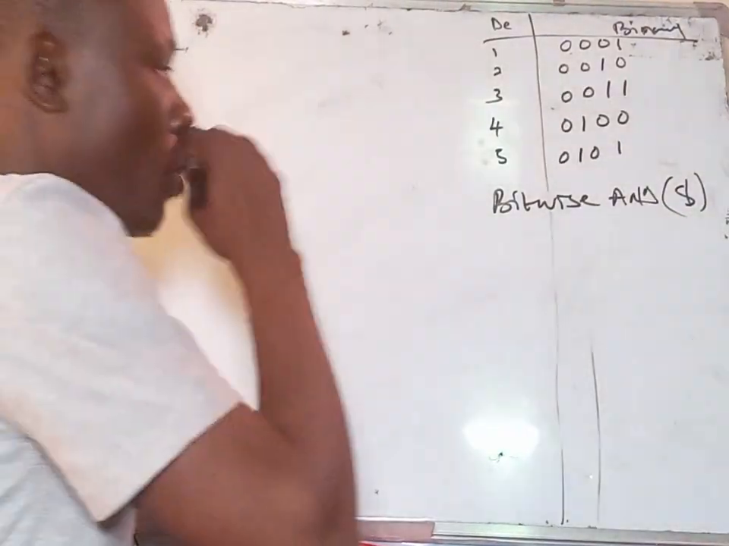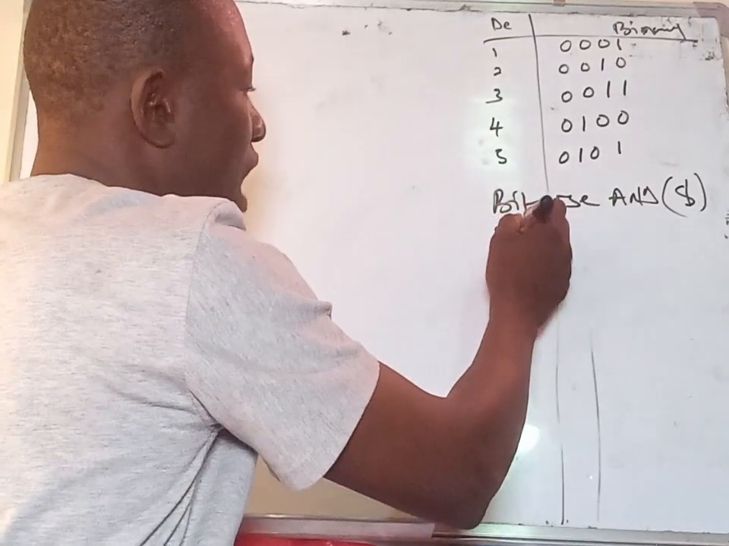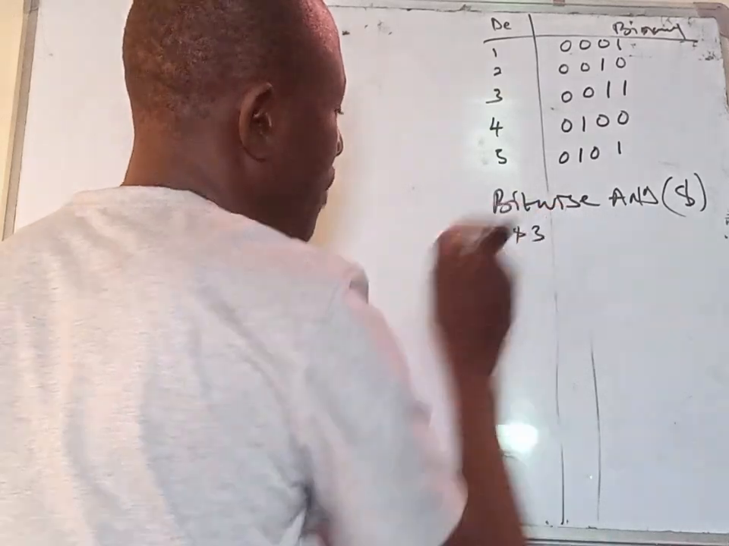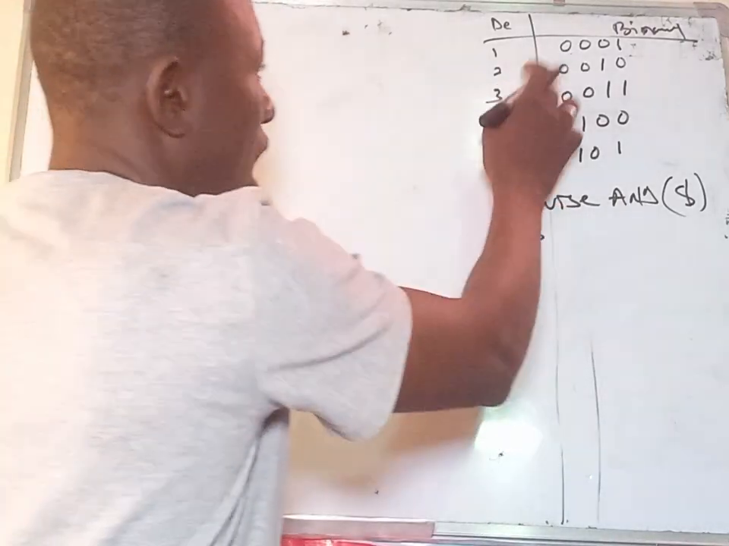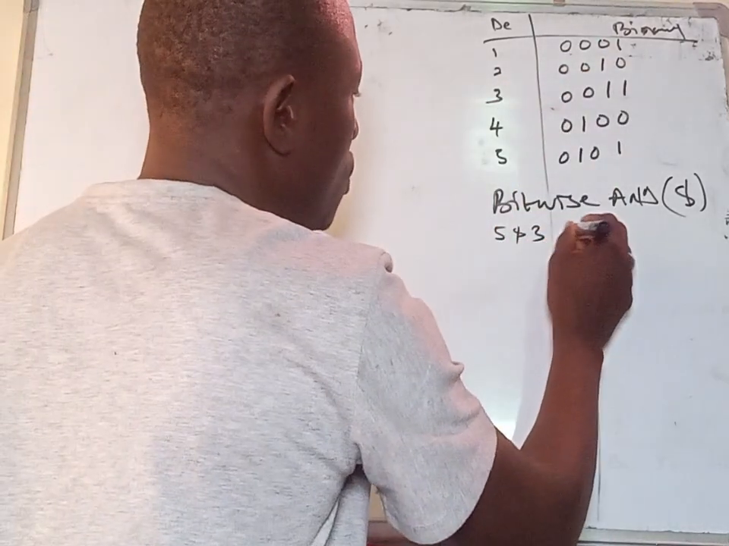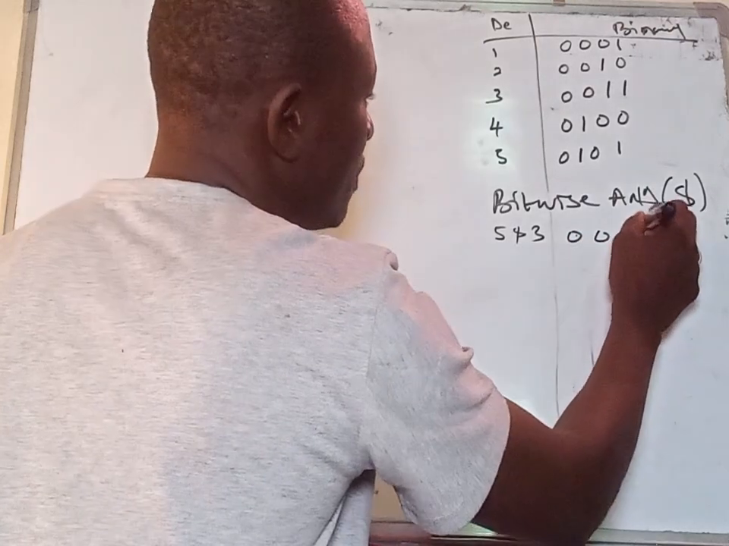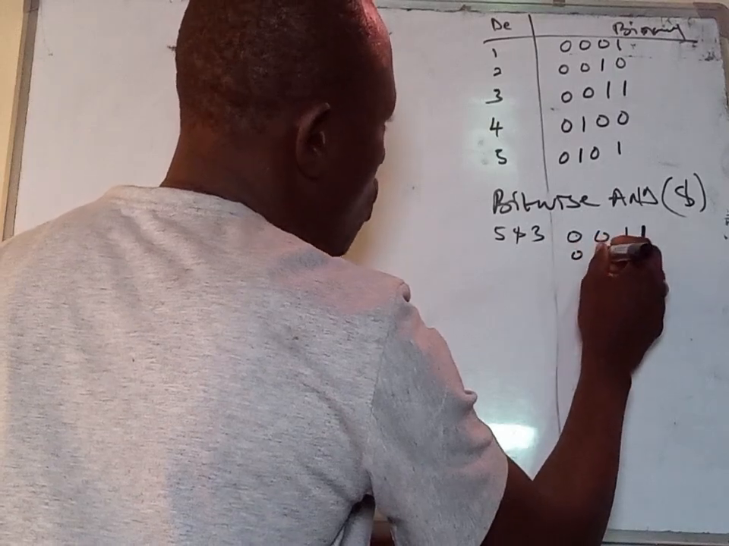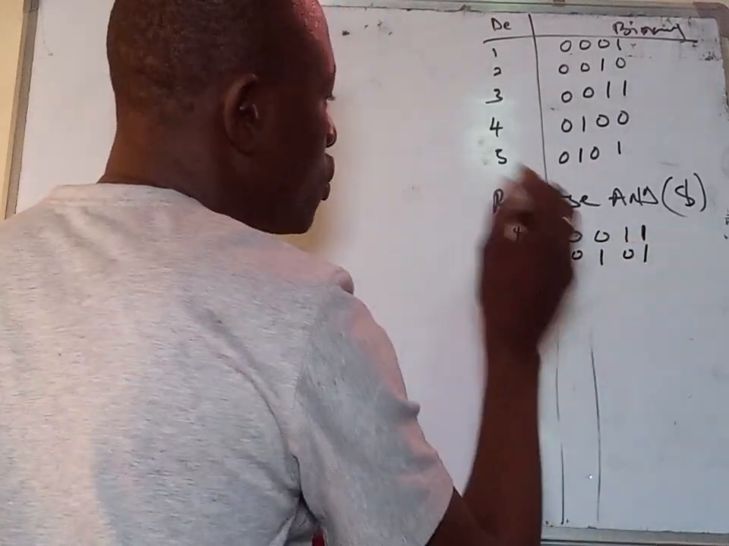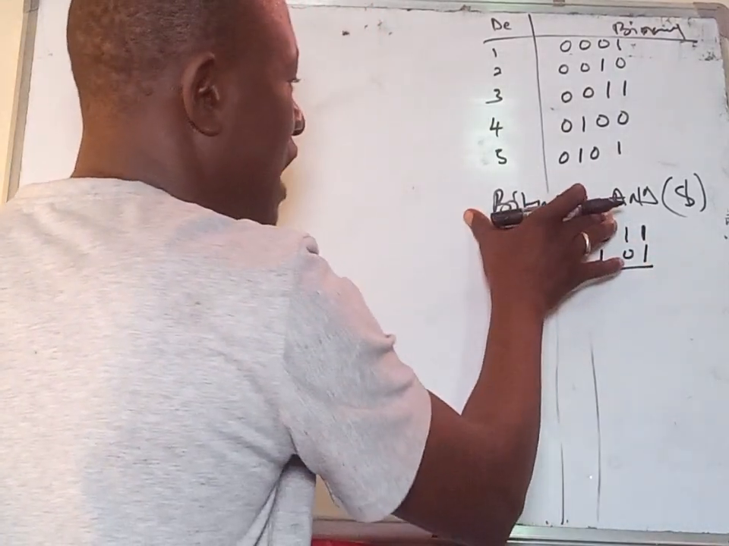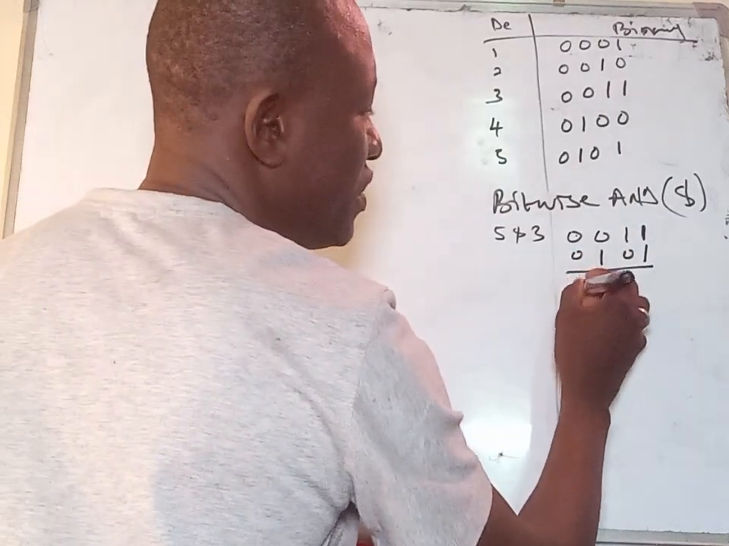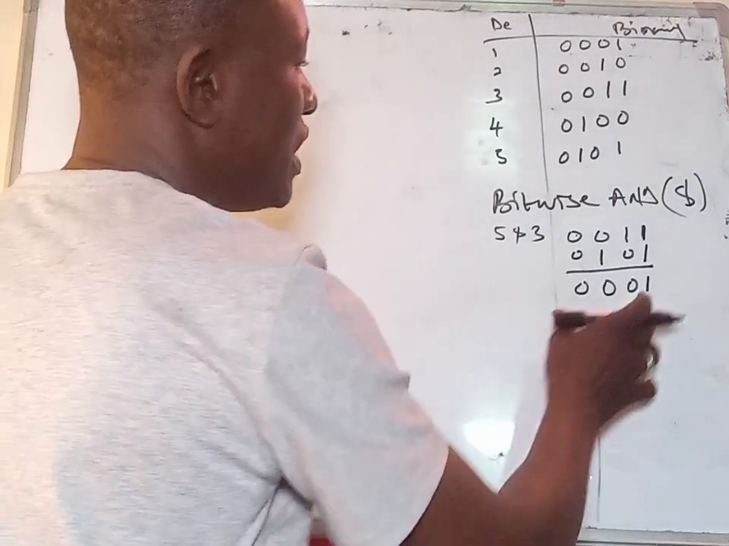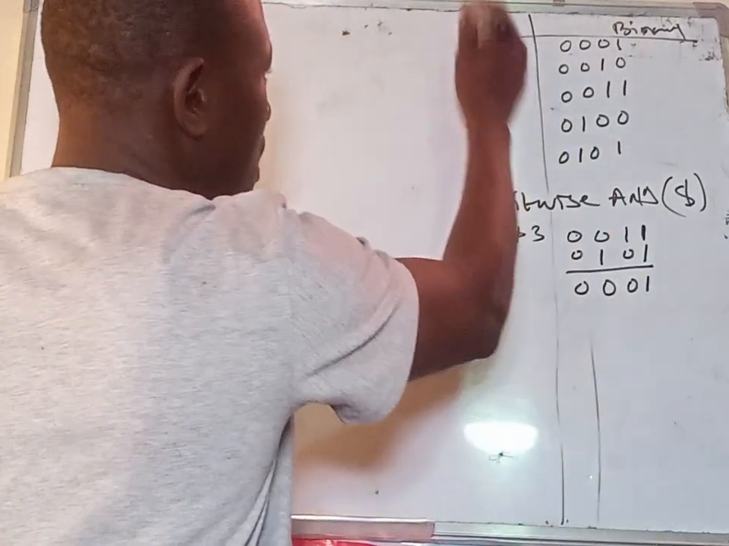Let's assume we want to give 5 and then 3, or 3 and 5. Our 3 is 0, 0, 1, 1. Then our number 5 is 0, 1, 0, 1. So if you compare them, the output of this is going to be 0, 0, 0, 1. So definitely this output is going to be 1.